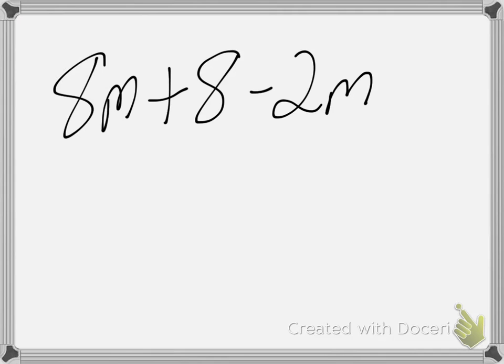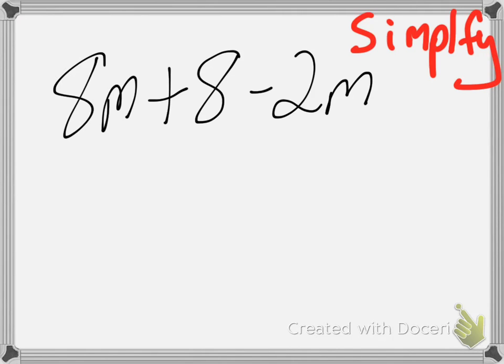The first question is 8m plus 8 minus 2m. And what you're pretty much going to see on all these types of problems is that the question is going to ask for you to simplify. So what you have to do here is, let me change my highlighter color so you guys can see it a little bit better.